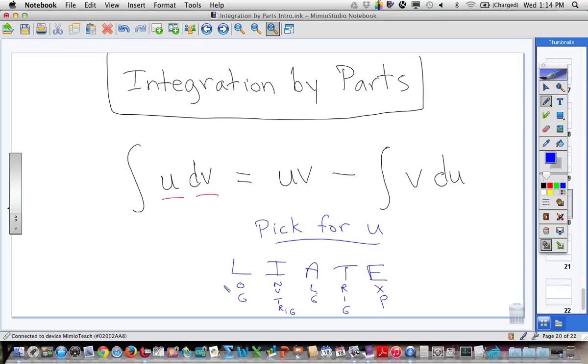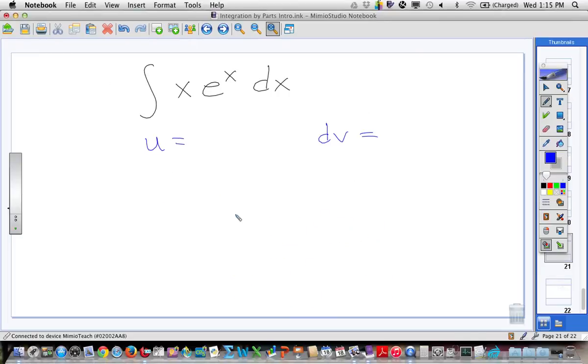Because remember, whatever's left is going to be the dv. Remember, this side of the formula is our original integral that we're starting with. So part of it needs to be the u, and the rest of it will be the dv. So LIATE tells us what we should pick for the u. When we go to this problem, we have an algebra and we have an exponential. Which one should we pick for the u? The algebra, because A comes before the E in LIATE.